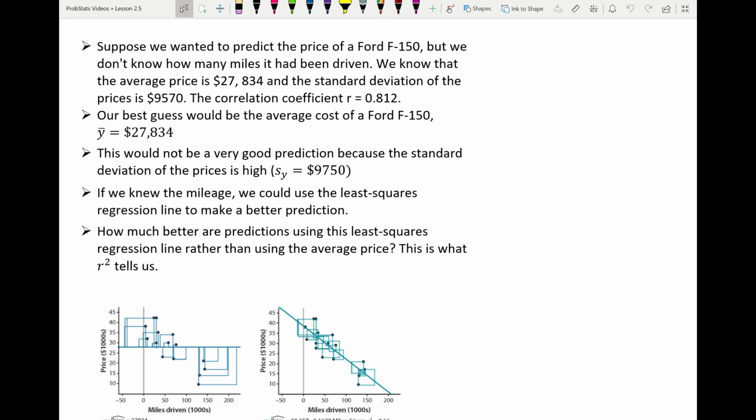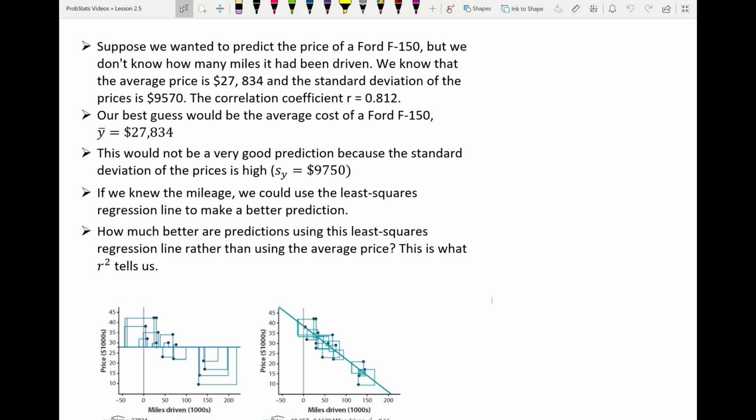All right, so suppose we want to predict the price of a Ford F-150, but we don't know how many miles it had been driven. We know that the average price is $27,834. That's from the data that was given. And the standard deviation of the prices is $9,570. The correlation coefficient r equals 0.812. Our best guess here would be the average cost of a Ford F-150, which is $27,834. That's if we had no knowledge of the mileage.